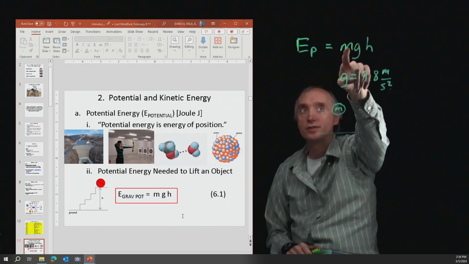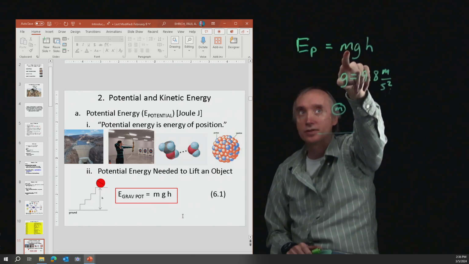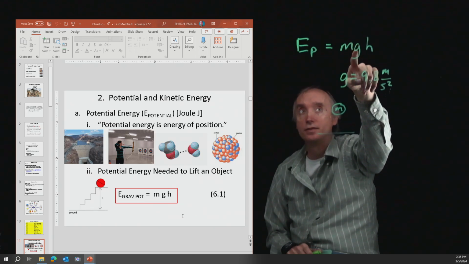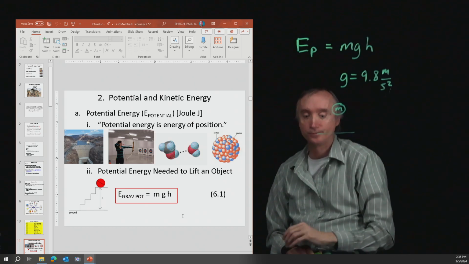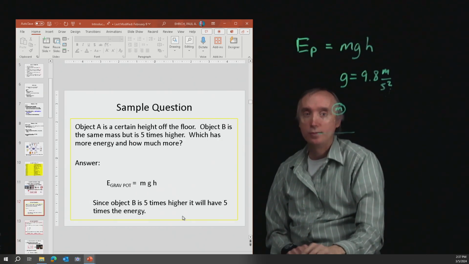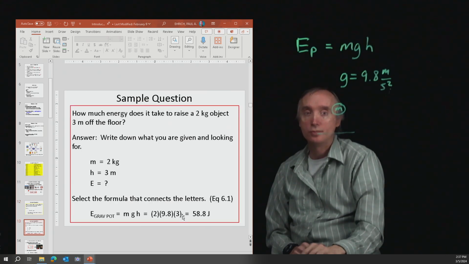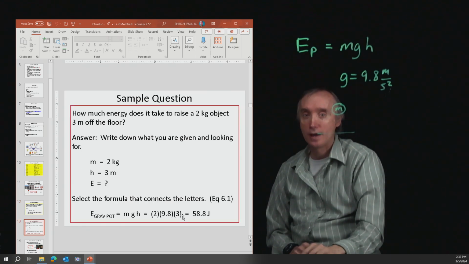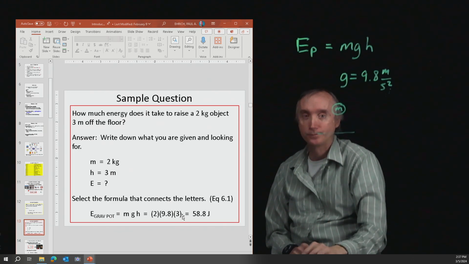So remember, this is not milligrams. This is mass in kilograms, and then this is G, and you have to plug in this number for it. So you should be able to solve a conceptual question like this, or you should be able to solve a mathematical question using this formula.